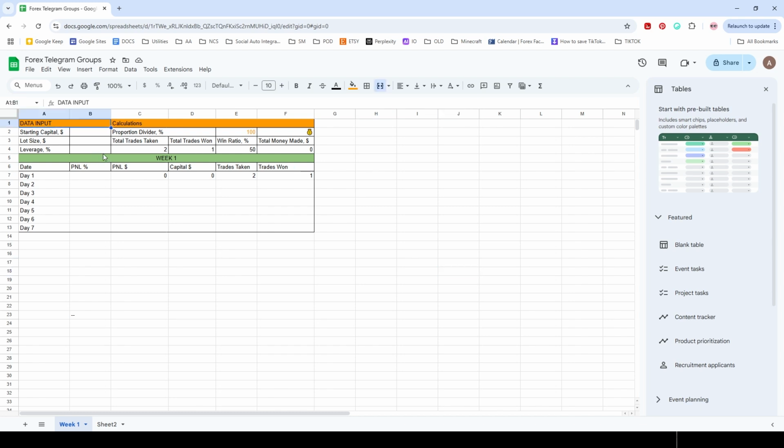First of all, these are the data inputs. Say my starting capital will be $300. Say my lot size will be $100 per trade. And let's put leverage for now at 1.